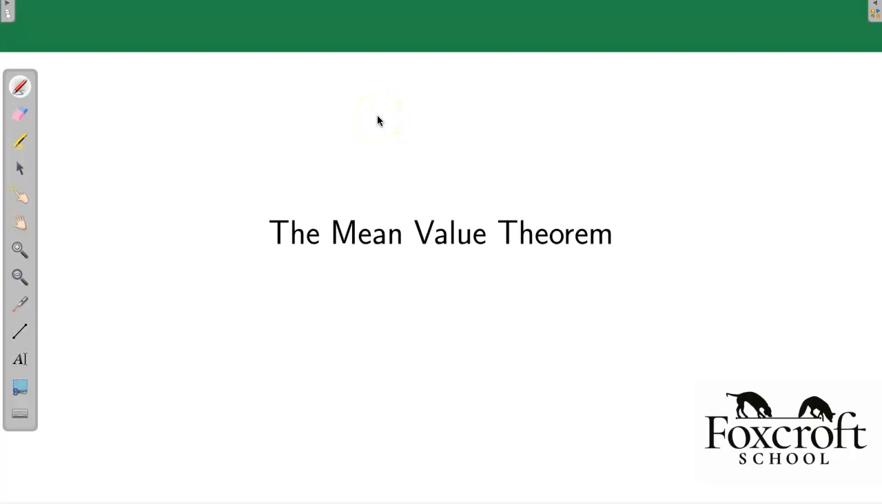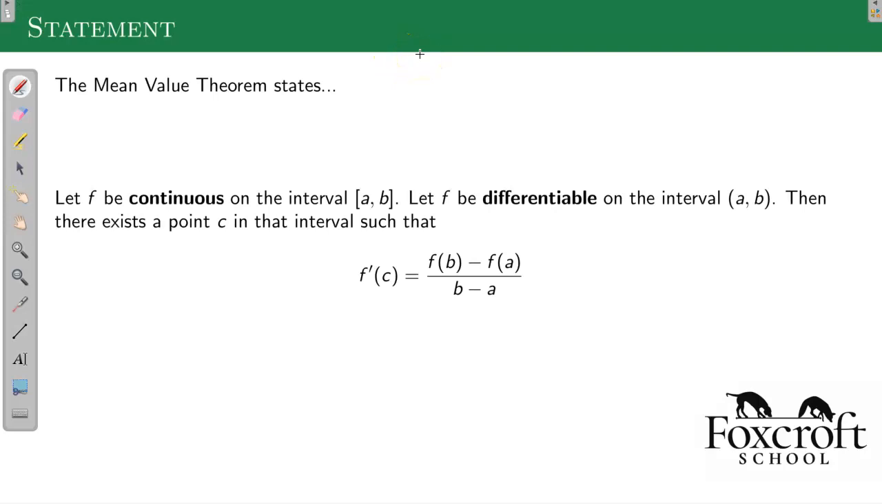In this video, we're going to look at another theorem that's going to be used for reasoning for the explanation for certain free response questions, and that's the mean value theorem. So here's the statement of the mean value theorem.